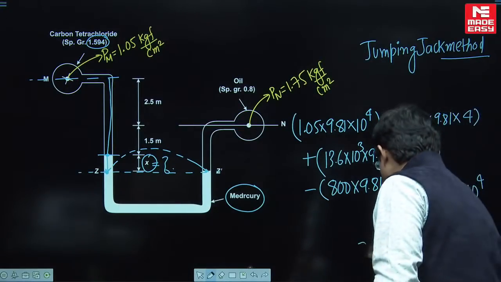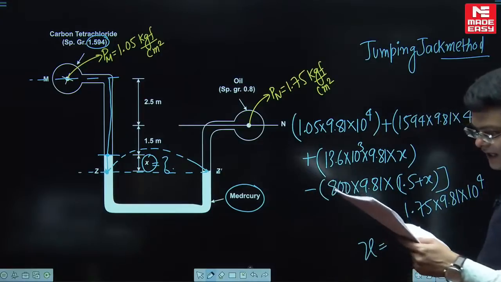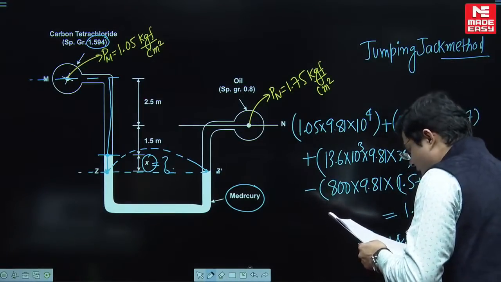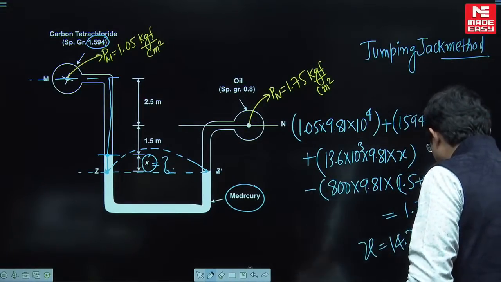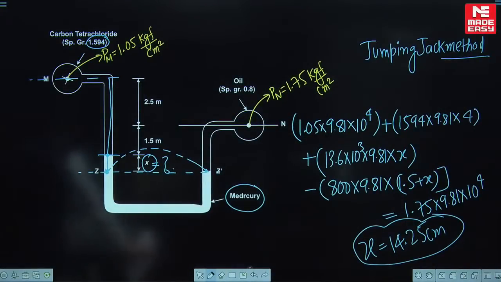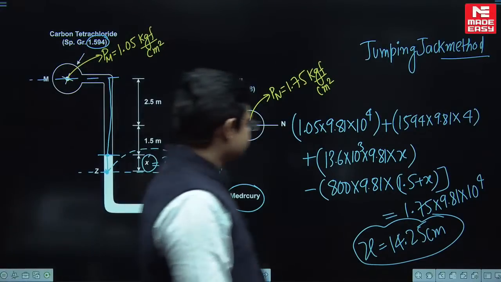So from here, if you do all the calculations, you will find the value of x, and this is going to come out to be 14.25 centimeter. You can check. Come on guys, come on. Yes, very good. A lot of you are giving the correct answer. Sachin Sharma, wonderful dear, wonderful.